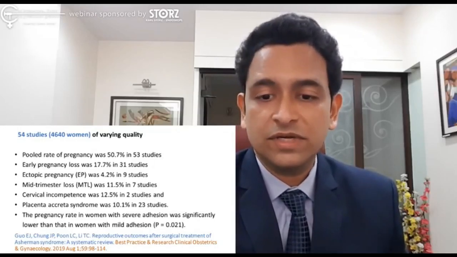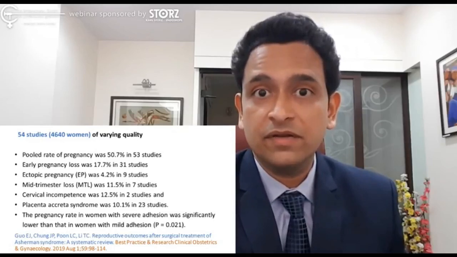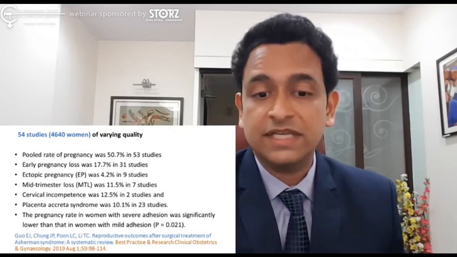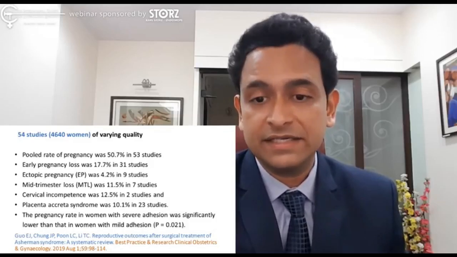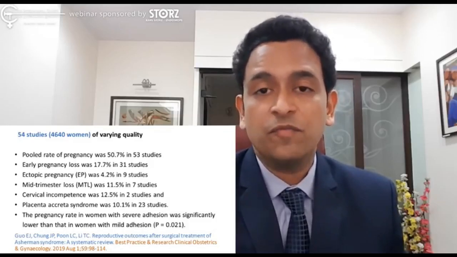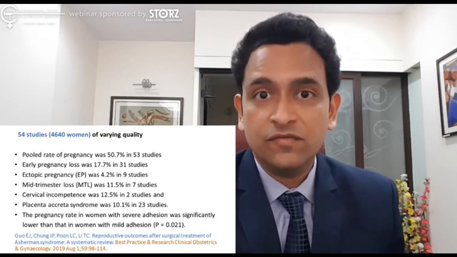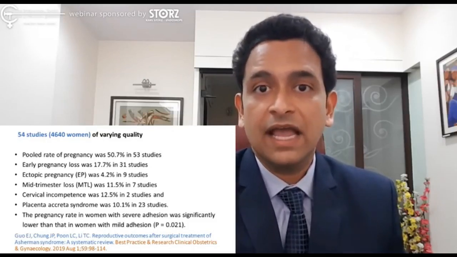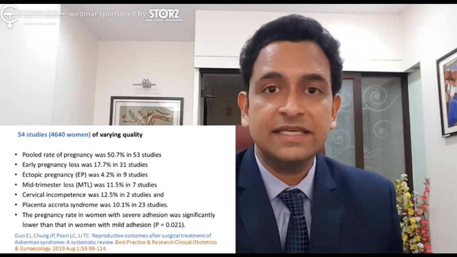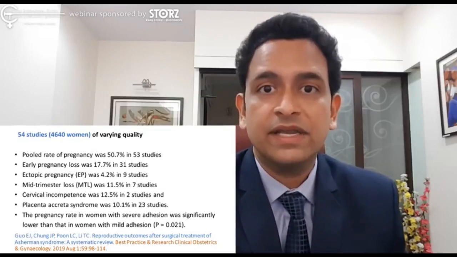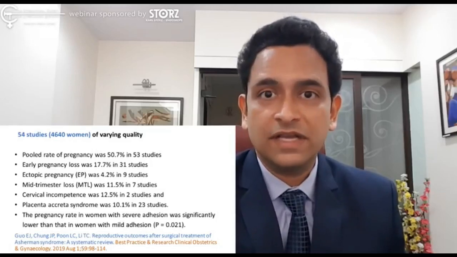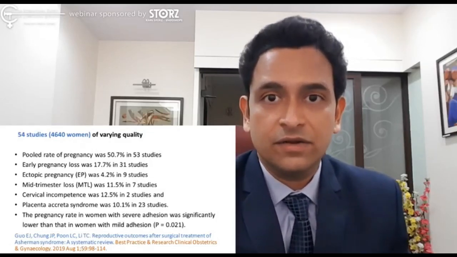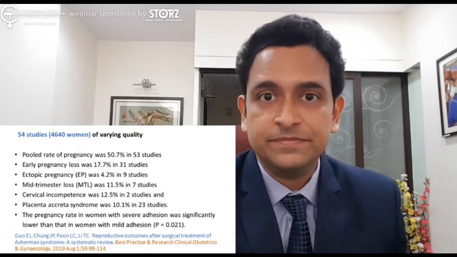The study also noted that the pregnancy rate in women with severe adhesions was significantly lower than that in women with mild adhesions, with a p-value of 0.021, which is highly significant and which specifically means that these patients should be adequately counseled about the risk and the possibilities of conception even if they undergo an IVF pregnancy.